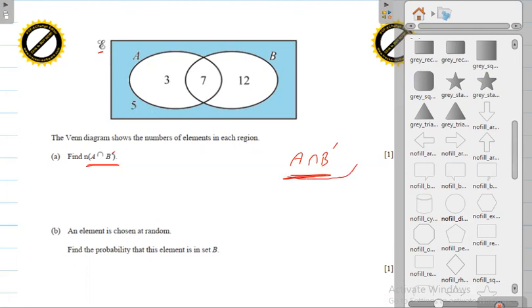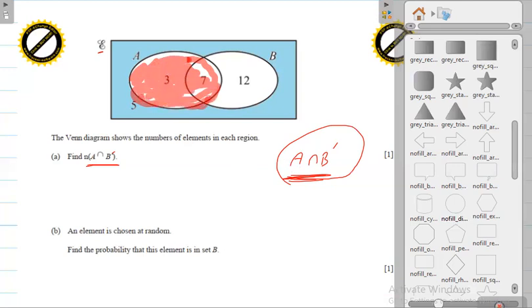So how many are in this one? For example, if I check within A, in A are 3 plus 7, total elements are 10. If I check in B are 12 plus 7, 19 elements are inside B. So we have to find the total number of elements inside this set. First we will shade it, and for shading I will highlight. For example, first A, meaning inside A. Okay, shade inside A. This is inside A.